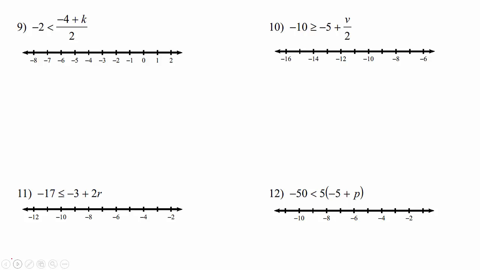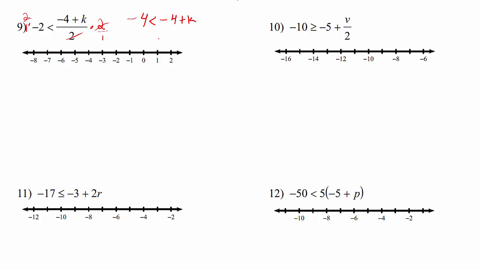So on 9, we want to solve this for k. And sometimes we forget the way to start a problem like this. But if there is a fraction where everything on one side is a fraction, all we have to do is multiply by what's on the bottom of that fraction. So multiply by 2 over 1 on both sides. And that will actually get rid of our fraction. So it's like we're moving the 2 to the other side in a way. So -4 is less than -4 plus k.